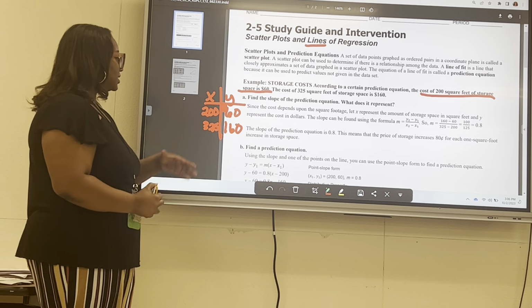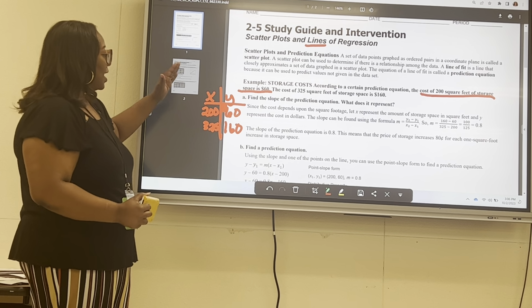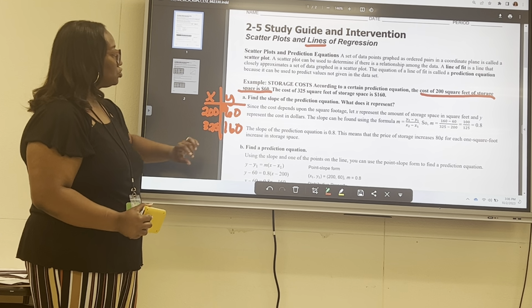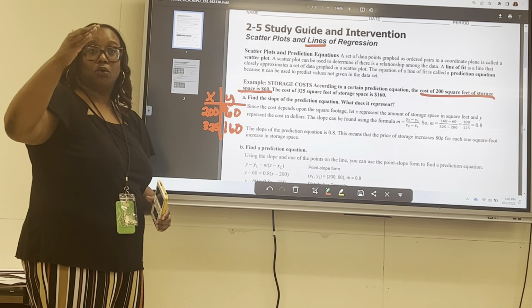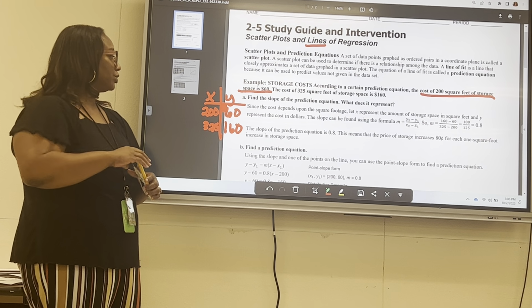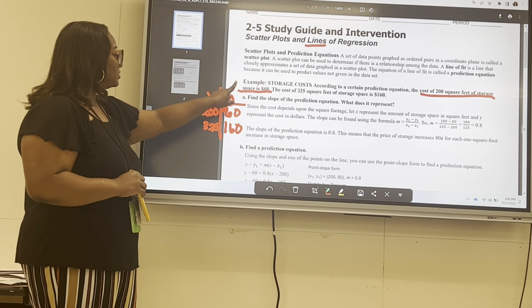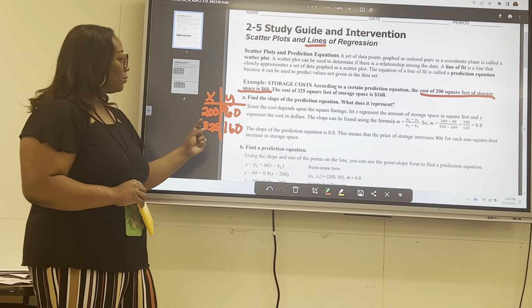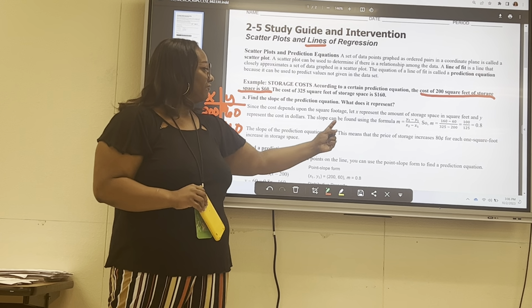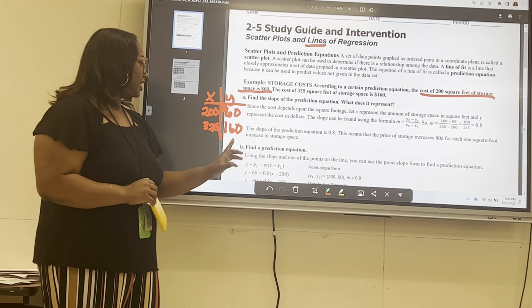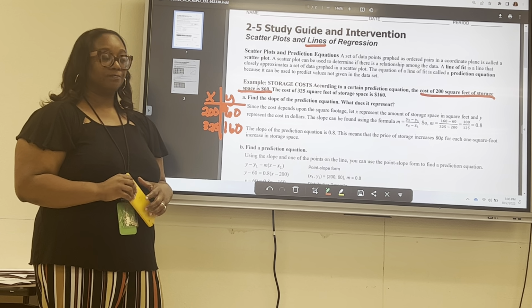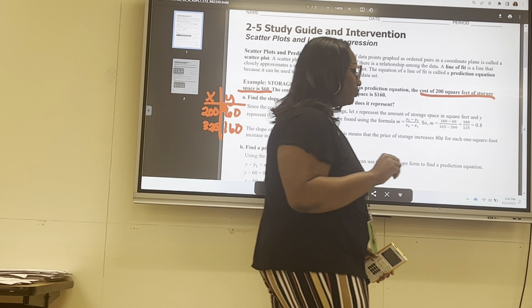So right now, we see a positive correlation. As our square feet increases, the cost of the storage is going to cost a little bit more. The cost of storage will also increase. So I can use this list, plug it in my calculator, and see if I can get the same line of regression that they got on answer choice B. Is everybody following? So let's go through and actually do that.